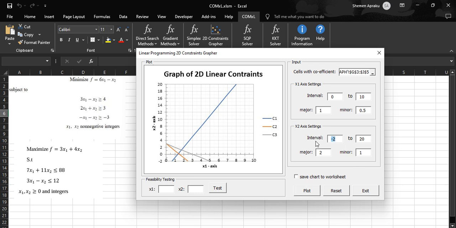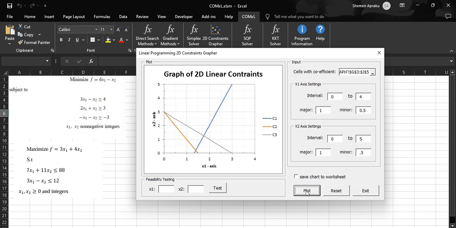Now since x1 and x2 must be non-negative integers, I can readjust my x2 axis to start from 0. And also, for the plot over here, my x2 maximum is going to be around 3. So I can readjust the maximum of the x2 axis to say 5. And on the far left axis we have 0, 2, 4. I can make the major unit 1 and the minor unit 0.5. On the x1 axis, I make the interval from 0 to also 4. And I will plot the constraints.